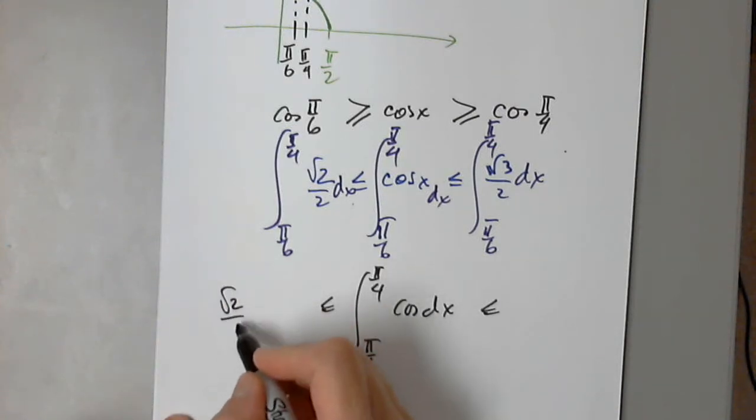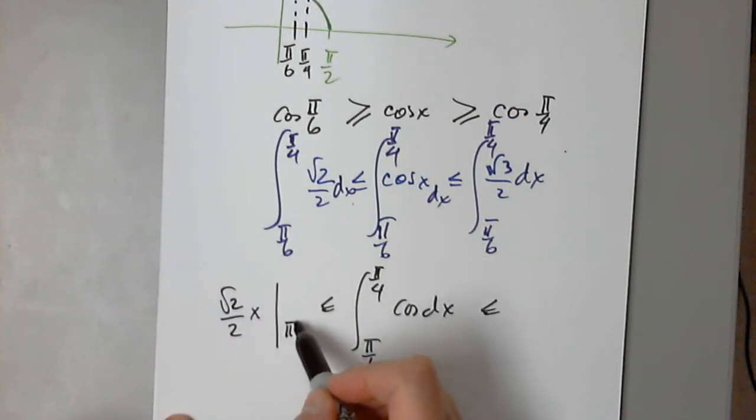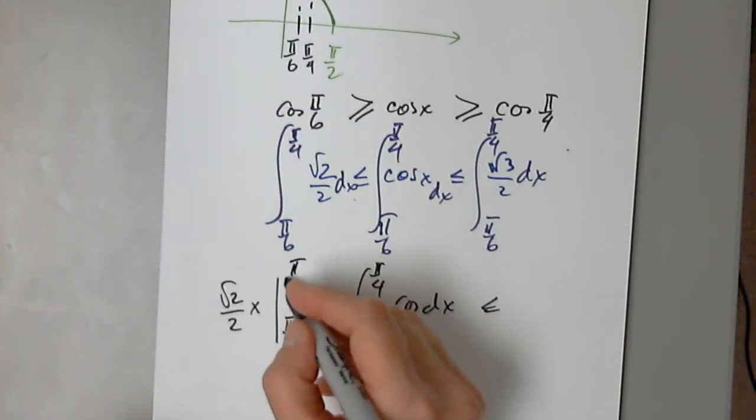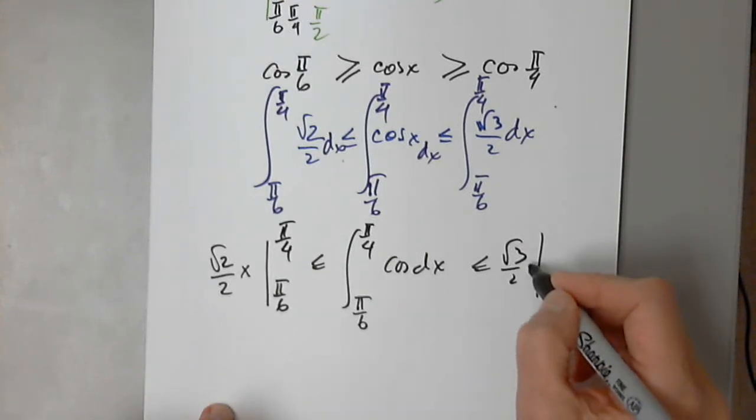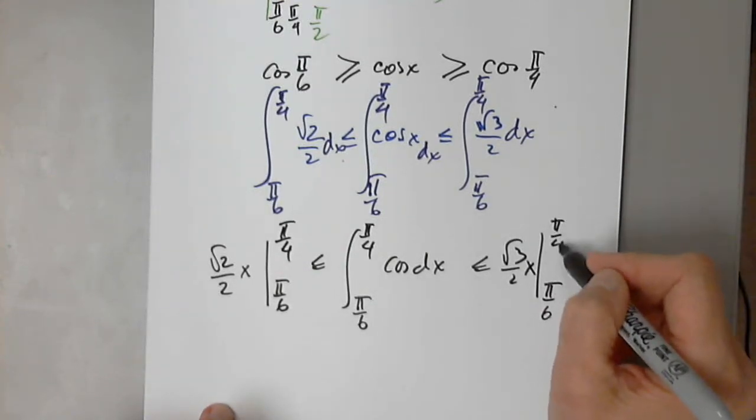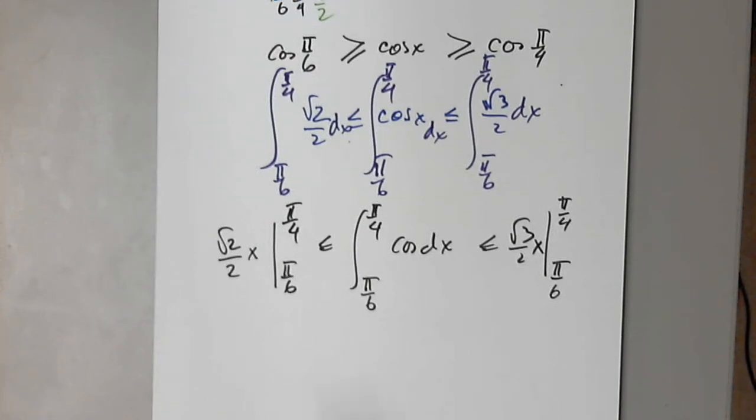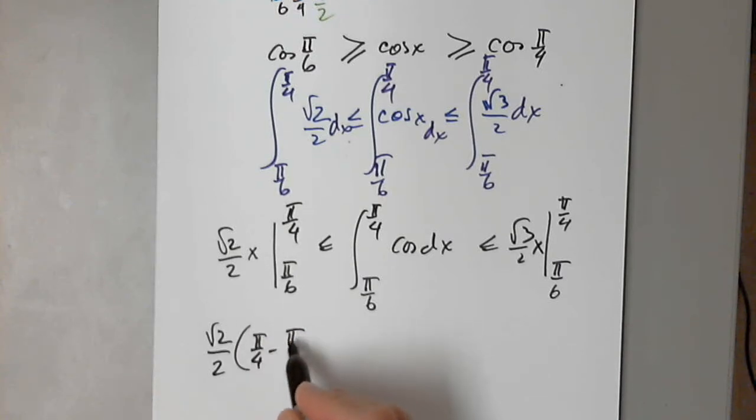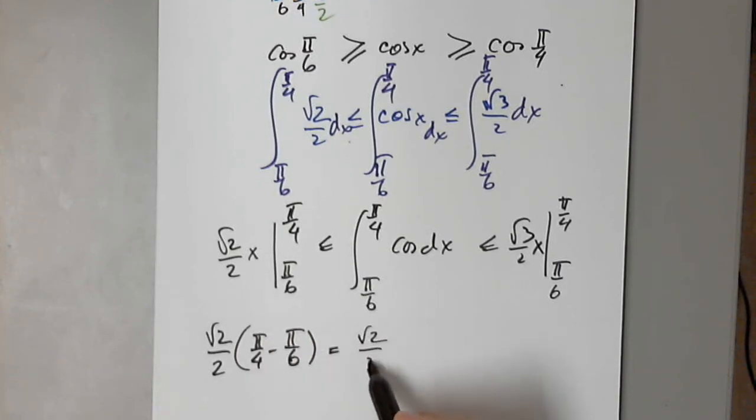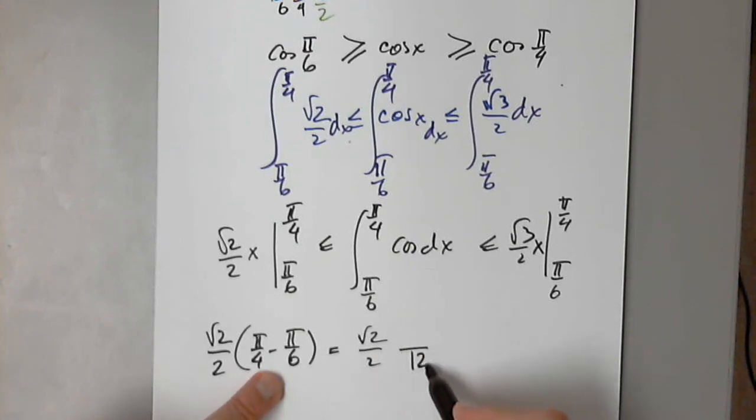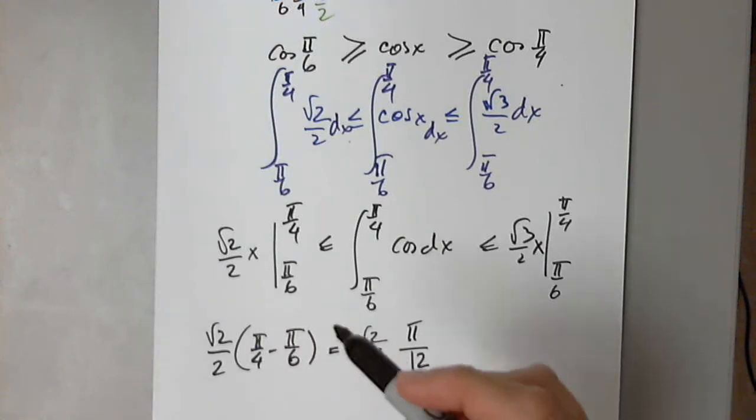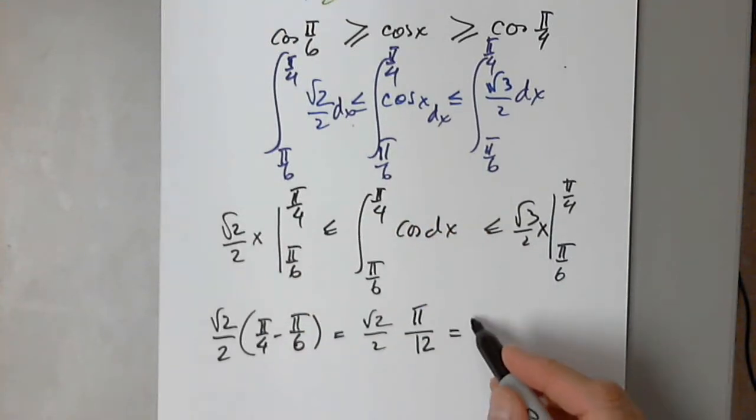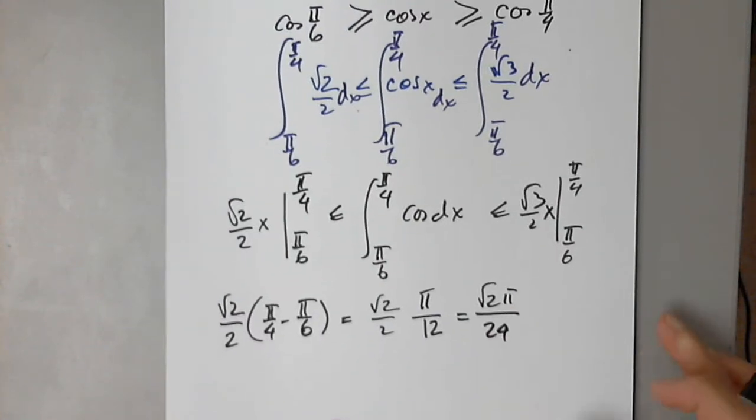So this is the square root of 2 over 2, x from pi over 6 to pi over 4. And this one is the square root of 3 over 2, x, of course, from pi over 6 to pi over 4. So the left one will be the square root of 2 over 2 times pi over 4 minus pi over 6, which is the square root of 2 over 2. The least common denominator is 12, so 3 minus 2, so it's 1. So the left piece is the square root of 2 pi over 24.